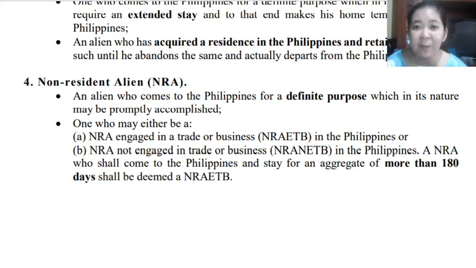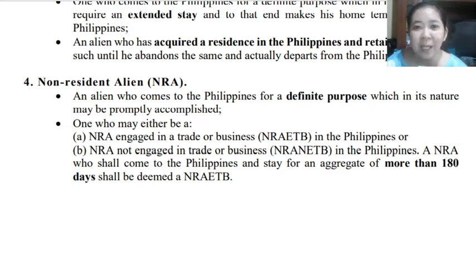Letter B, if the non-resident alien is not engaged in trade or any business. So this is what we call NRA-NETB, non-resident alien not engaged in trade or business. So meaning he is just like a tourist, for example, here in the Philippines, because he does not come here for the purpose of residing in the Philippines, and he is not engaged in trade or business. So most probably he is a tourist.